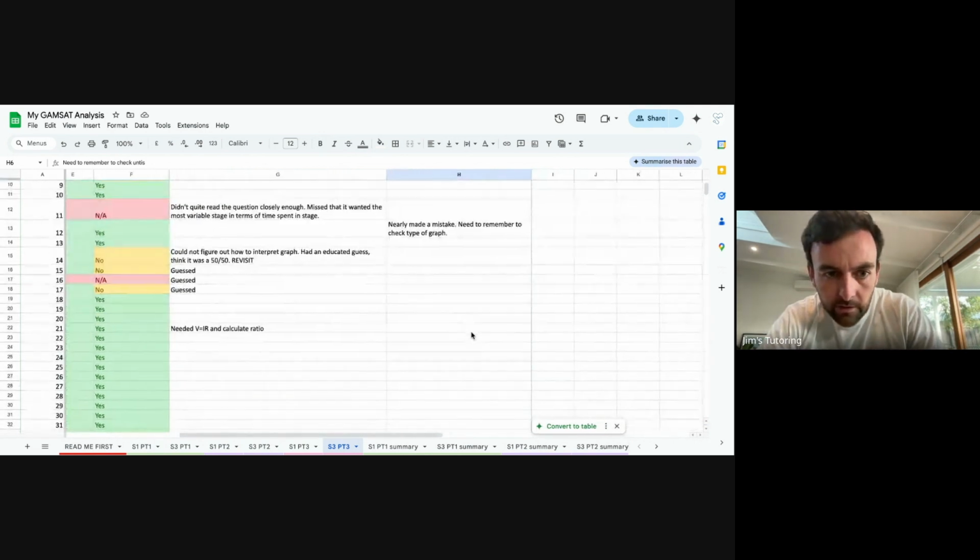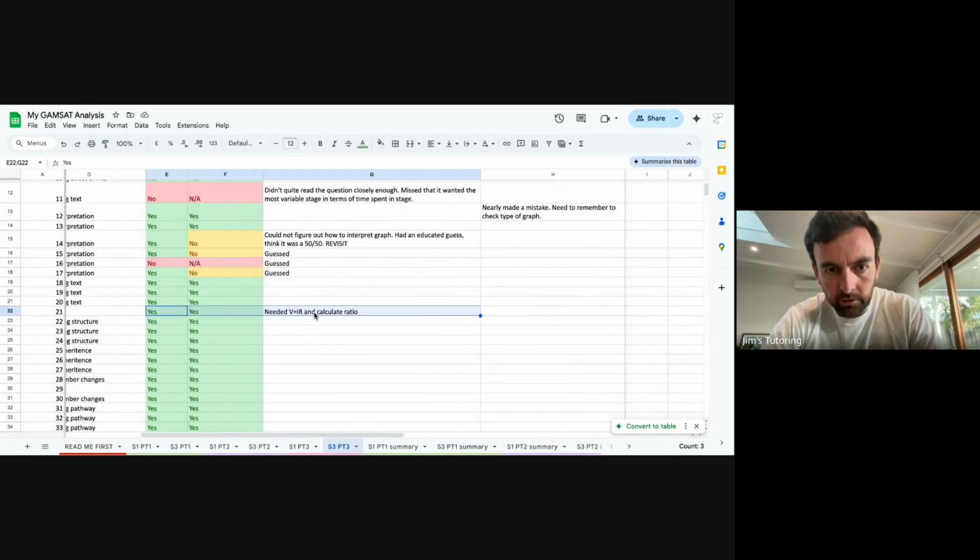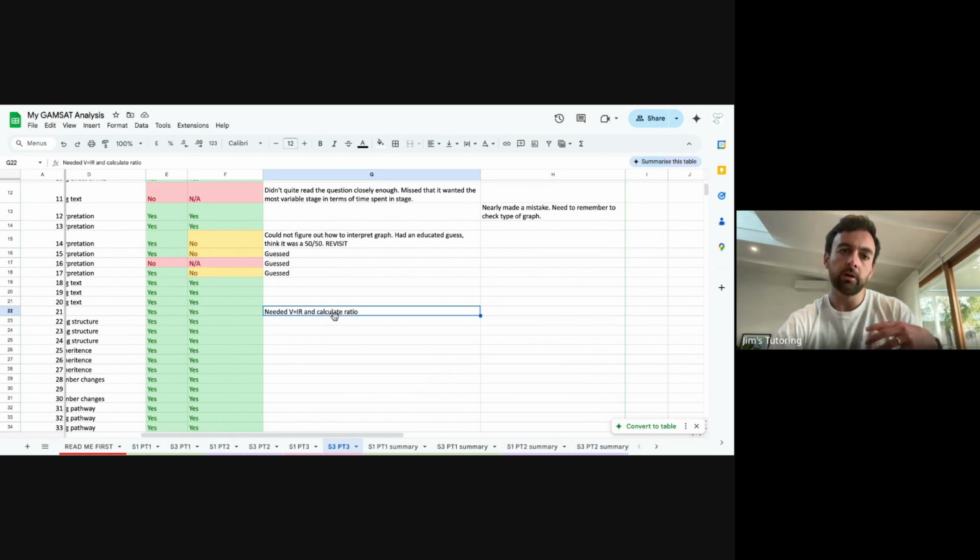And things like, I was thinking about this one, got it right and I was confident. Why did I write this? Needed V equals IR to calculate ratio. What I'm assuming is that I actually struggled with this in the past, and I've kind of said this to myself as a bit of an encouragement for, you've actually figured that framework out.